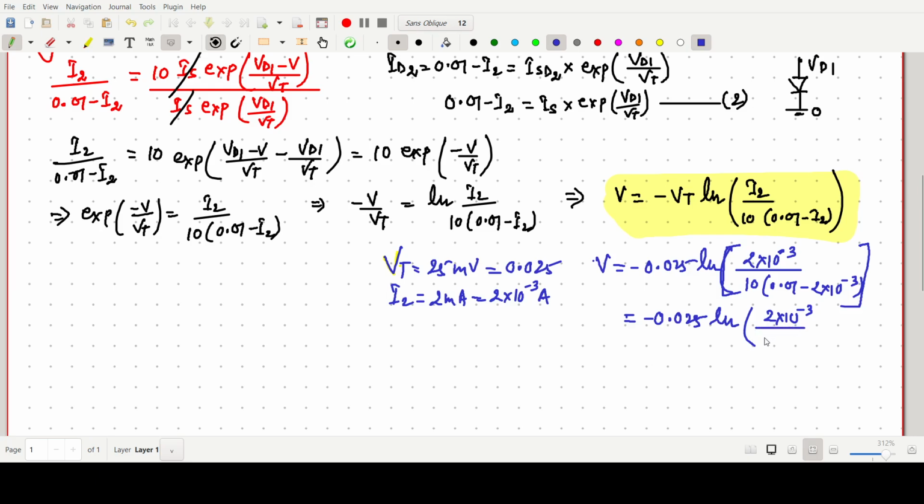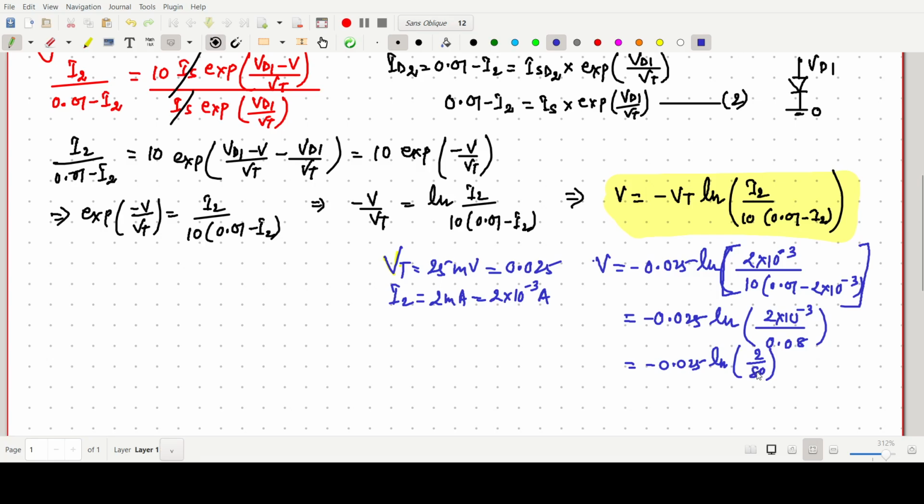Okay, and if we solve this one, 10 minus 0.01 and 0.002. So if we solve the whole term, it will come to 0.08. Okay, the denominator part. So it should be 0.025 ln, we can write it as 2 by 80, 10 to the power 3, or 2 double zero, okay, 10 to the power, into, okay, 2 by 80, clear.